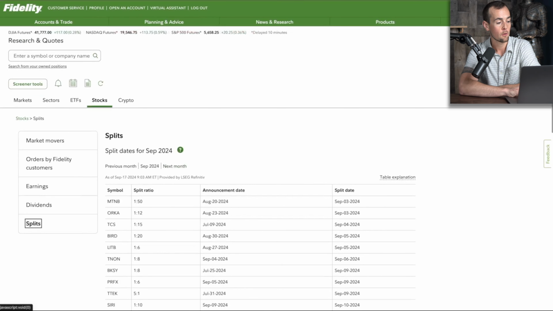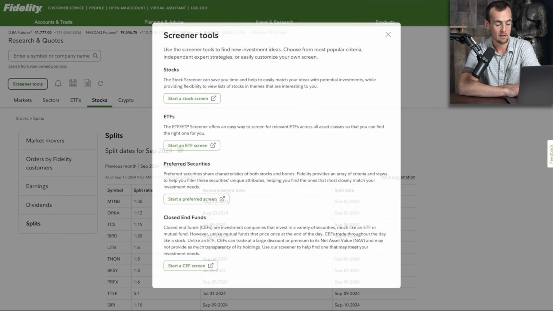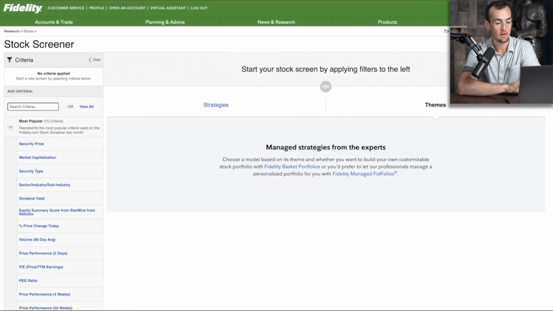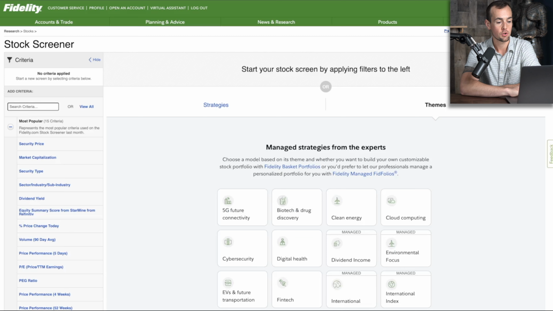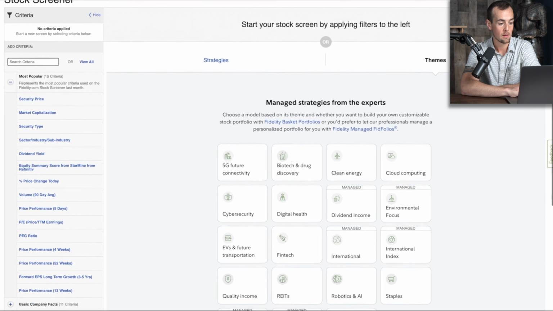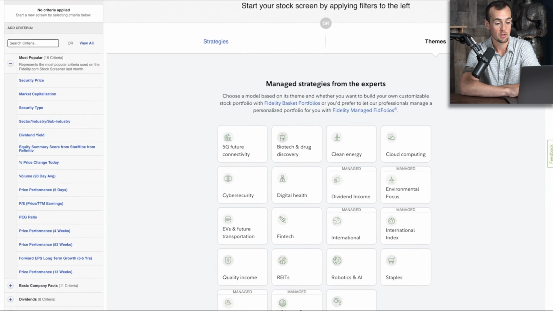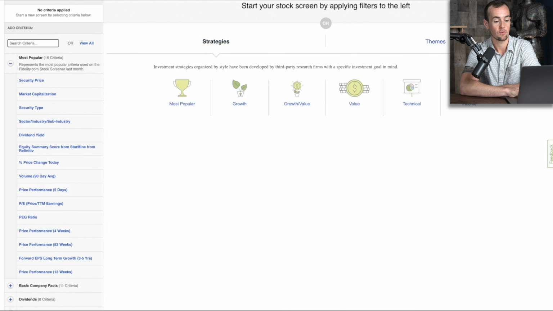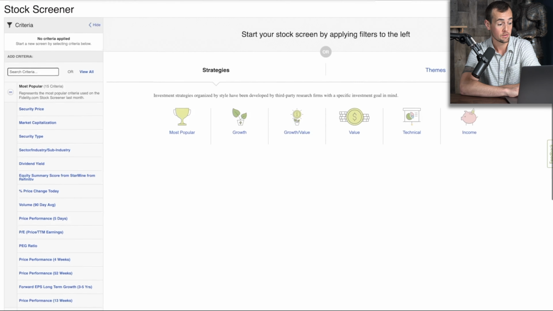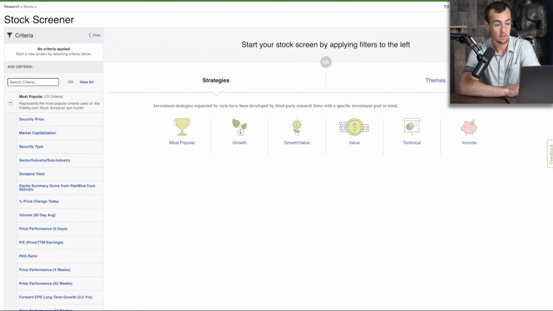But what I want to show you now is the actual screener tool for stocks. So if you click on screener tools and click on start a stock screen, this will bring you to a different page here, which is going to activate the stock screener. So this is going to show you where you can look at themes, for example, which is going to be managed strategies from Fidelity experts, or you can click here on strategies and you can pick different strategies. For example, popular, growth and value, technical income, etc. But if you wanted to just look at particular stocks, for example, and not strategies, you would then click over here and you can choose different selections.